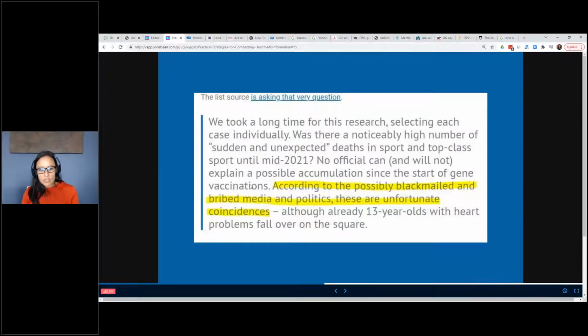So we did this research, blah, blah, blah, and it says, according to the possibly blackmailed and bribed media and politics, these are unfortunate coincidences, okay? So here we have another red flag of vague, insidious plots. They're just saying all of the media, all of politics is bribed and blackmailed by who? What's the proof for this? Where is the information that would support any of these really wild hypotheses and claims? There's not. There's just the vague, insidious plot in the middle of this article.